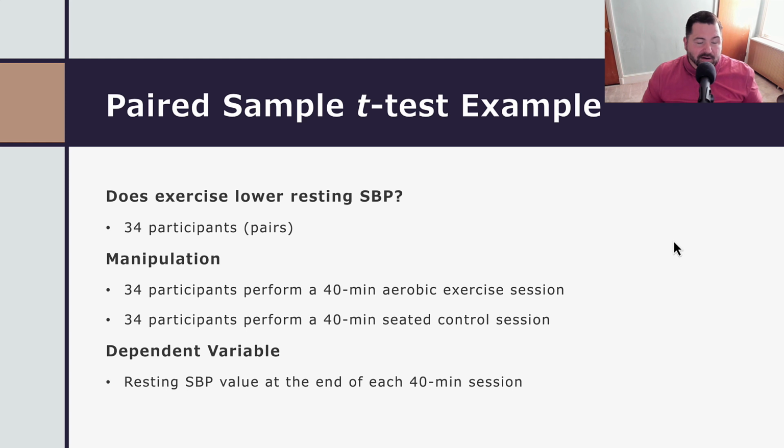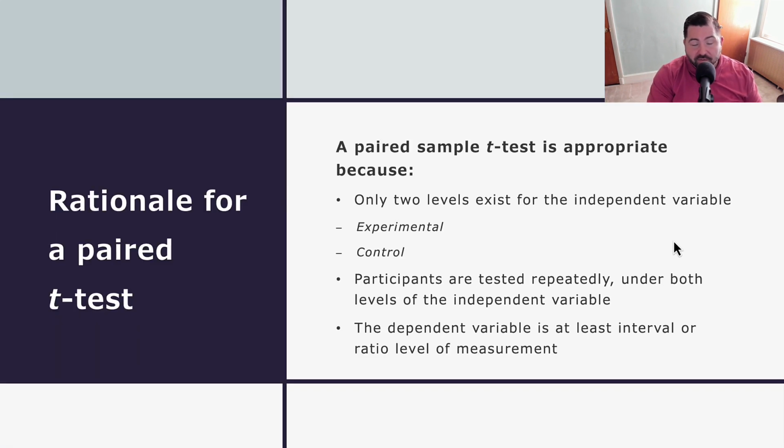The key here is that the condition, not the group, the condition that people experience is either 40 minutes of an aerobic exercise session first and then a seated control session, or a control session first and then aerobic exercise later. You can randomly assign that. That's one of the beautiful things about research, we have degrees and different ways in which we can randomize. Your dependent variable in this particular case is still going to remain systolic blood pressure after 40 minutes.